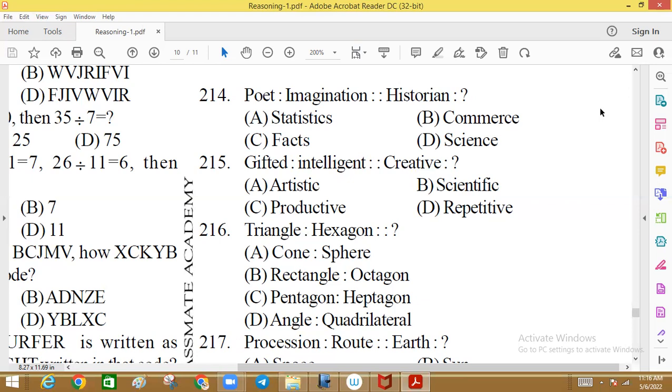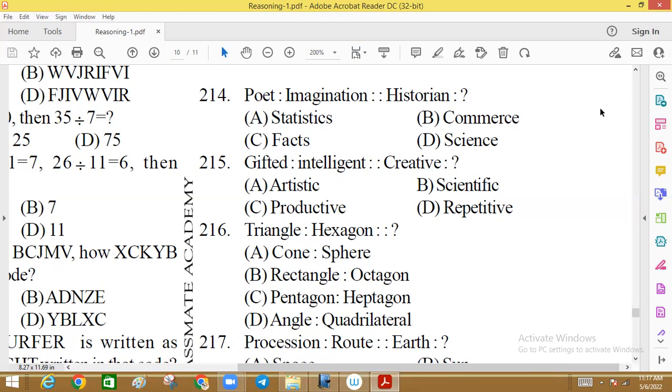For example, there are two options that are very close. See, I can eliminate two options. I can eliminate scientific, and I can eliminate option D, repetitive. Now there are only two options left, that is A and C. Your answer will be either A or C. If you are creative enough, you can be more productive in art also. Yes or no? You may use very few resources to make that particular art. So if you are more creative, you will always be productive in nature. So that is the relation: gifted is always intelligence and creative is always productive in nature.